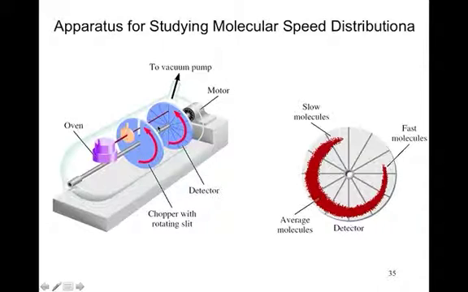This is an apparatus for studying molecular speed, where they have a rotating slit and a detector on the end, with a motor to turn the whole apparatus. As molecules are shot through onto this detector, they form a big arc, with the slow molecules on one end, the fast molecules on the other end, and the average in the middle.